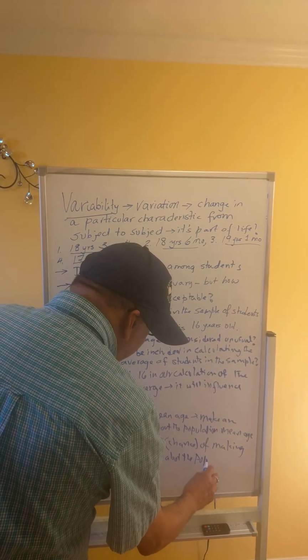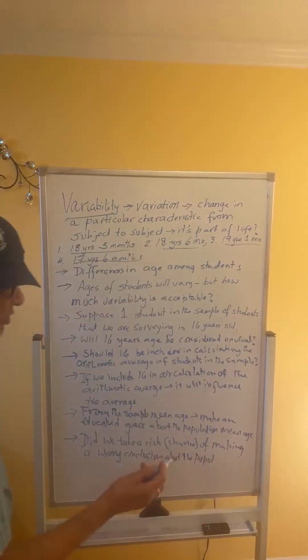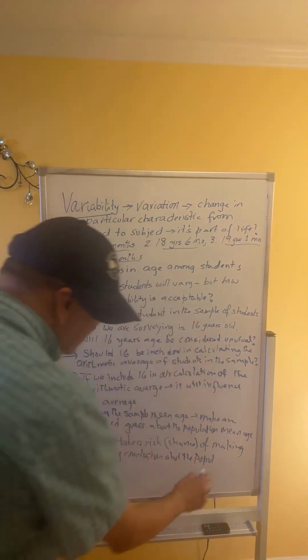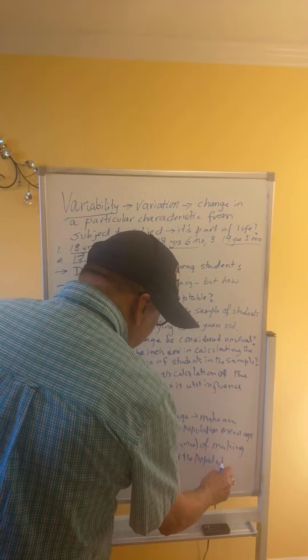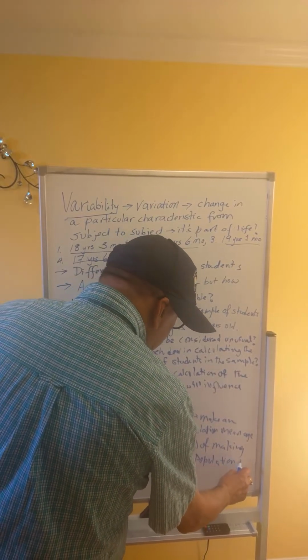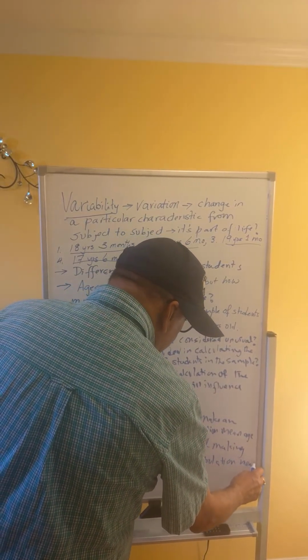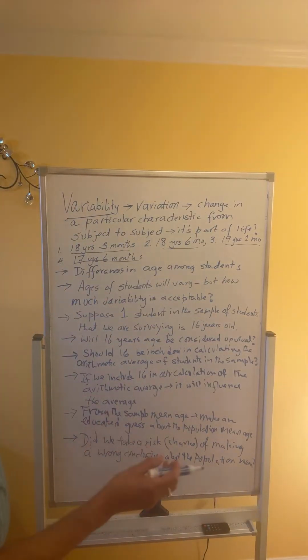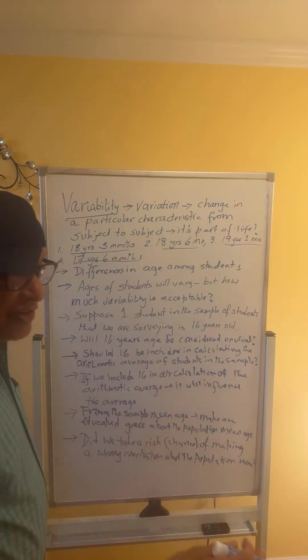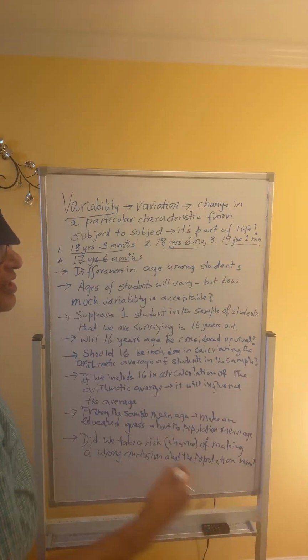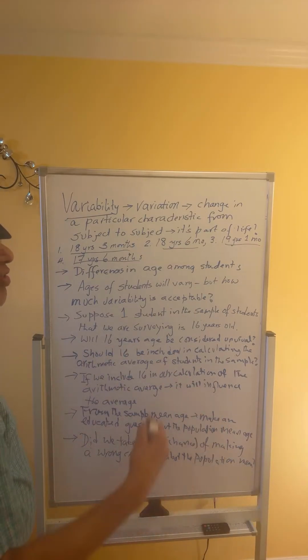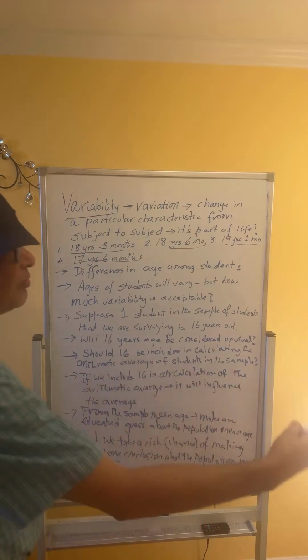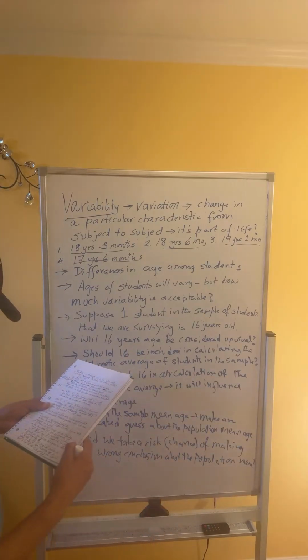Why? Because we included 16, which is a very small number compared to the rest. Population mean. Again, we included 16, that might have incorporated a risk. Risk is nothing but chance of making a wrong conclusion about the population mean age.